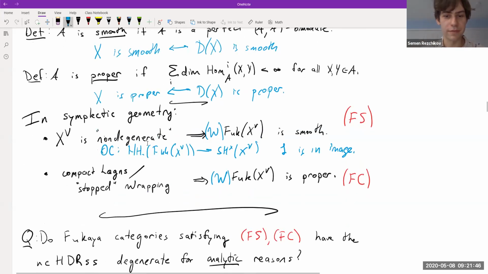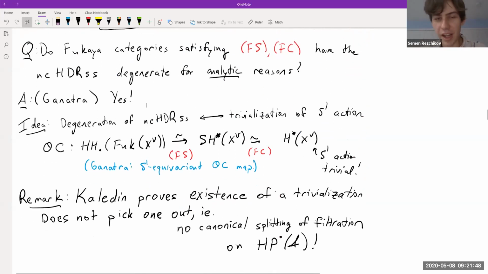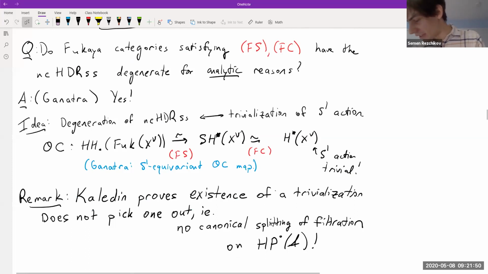Now, in Hodge theory, in the algebraic context, if you had an algebraic variety over C, you could show that this Hodge-de Rham spectral sequence degenerates for analytic reasons, by the use of harmonic forms. So you might ask if Fukaya categories have a similar property: if the non-commutative Hodge-de Rham spectral sequence for a Fukaya category that's smooth and proper for geometric reasons degenerates because of analysis. And the answer is yes.